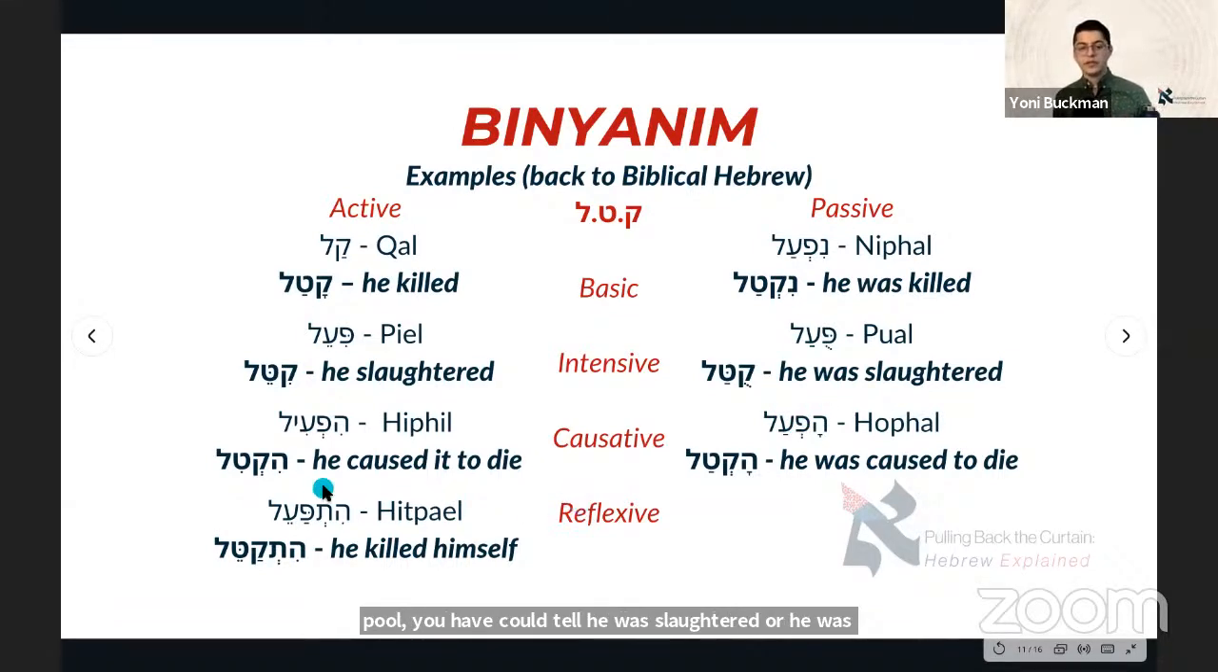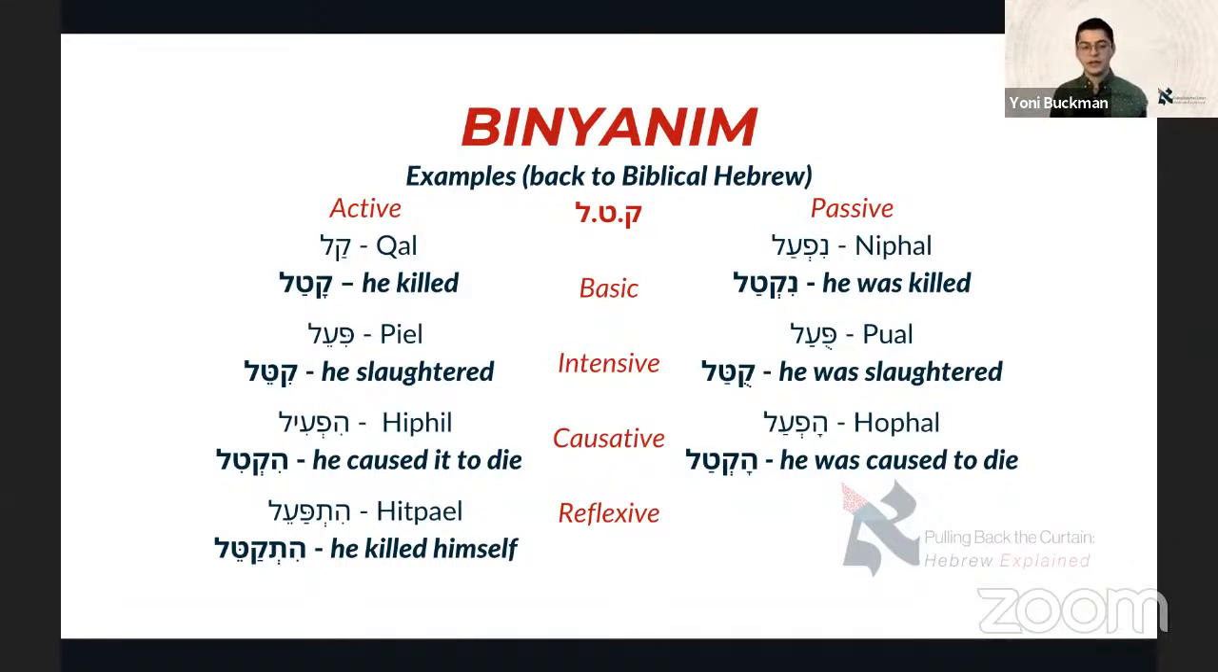You have the causative, hif'il, and when you use hif'il, katal turns into hiktil, he caused it to die. Hoktal is the hof'al, he was caused to die. And then you have the hitpa'el, hitkatel, he killed himself, right? If you notice, we talk about this Jewishly all the time. People love using this as an example. The word to pray is in the hitpa'el, right? Lehitpalel is to pray. So tefillah is the noun, lehitpalel, to pray.